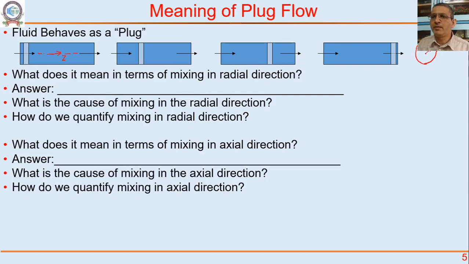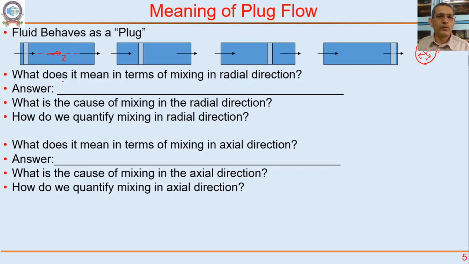Radial direction is away from the center. Okay? And tangential direction is around the axis theta. Cylindrical coordinate system. You would have studied all this in your undergraduate course.